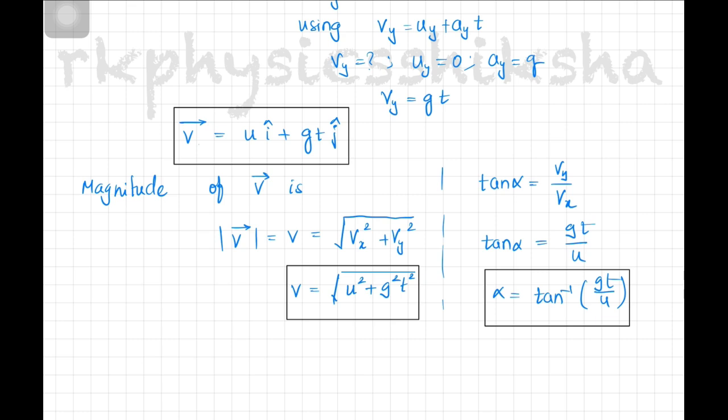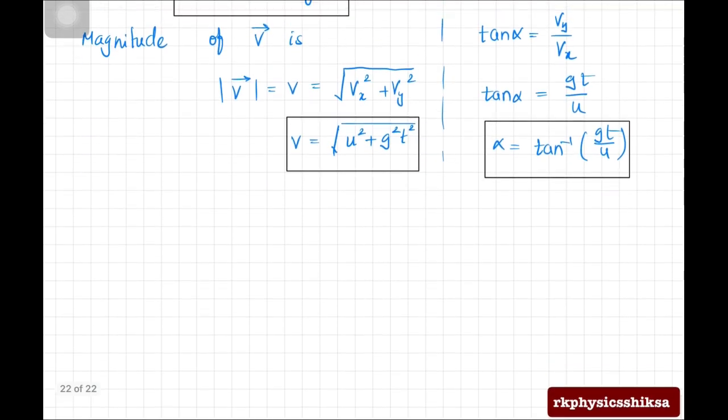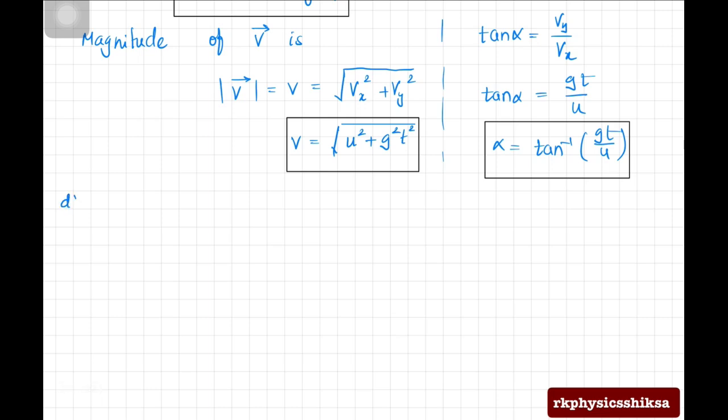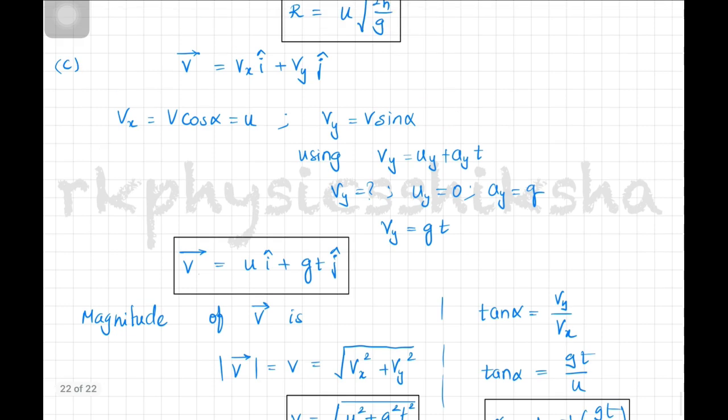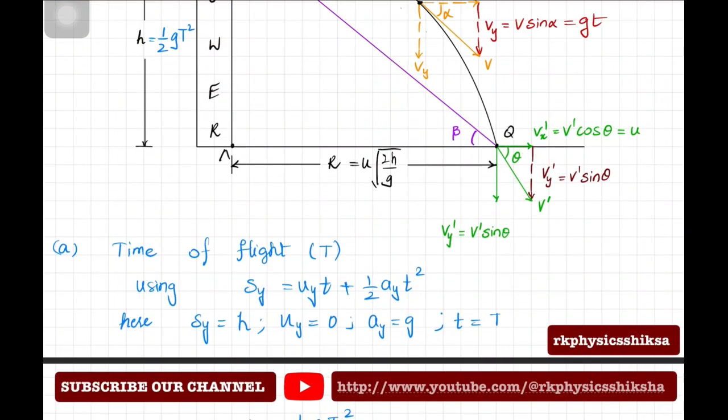Now the last thing we are supposed to calculate is the velocity with which it will strike the ground, and what will be the angle at that point. The velocity with which it strikes the ground, we have considered as V dash bar, which is equal to Vx dash i cap plus Vy dash j cap. At the point of striking the ground, I have taken the angle made by the velocity vector with the horizontal as theta. And the x component is Vx dash, which is equal to V dash cos theta, which is obviously u, because the horizontal velocity component remains constant at any instant of time.